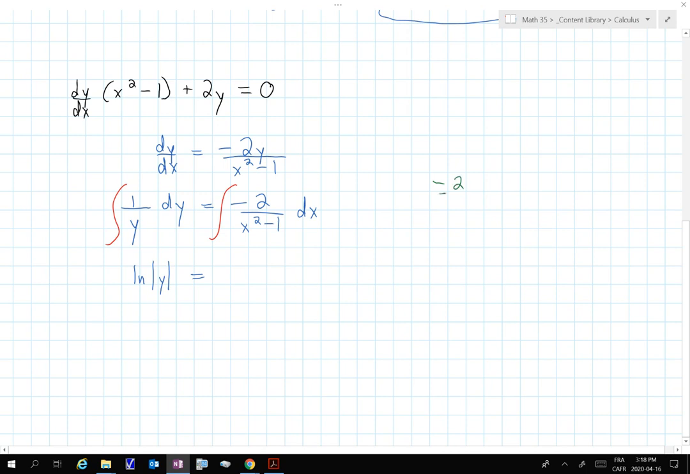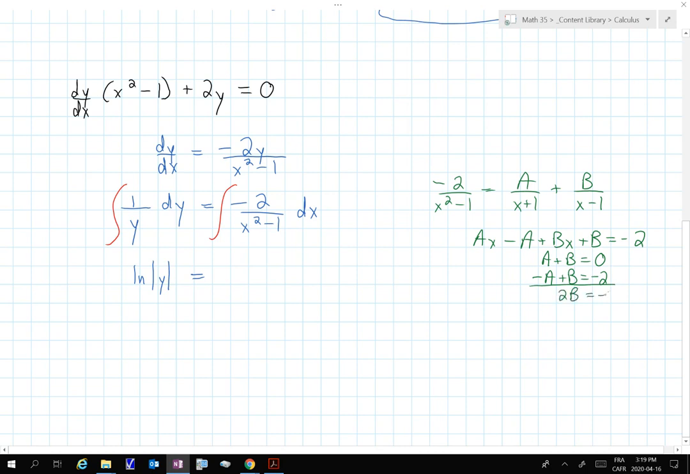So I'm going to say that negative 2 over x squared minus 1 is equal to a over x plus 1 plus b over x minus 1. So that means that ax minus a plus bx plus b is equal to negative 2. In other words, a plus b equals 0, and negative a plus b equals negative 2. Just some linear system solving. If I add those two equations together, I get 2b equals negative 2, which means b equals negative 1. And since a plus b has to equal 0, that means a has to equal 1.